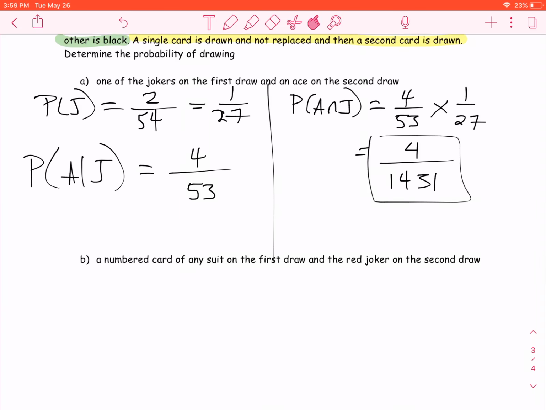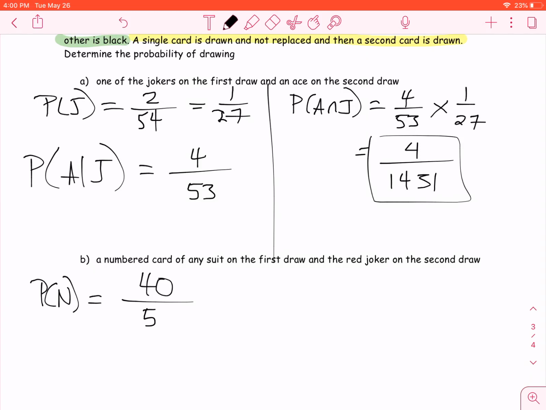All right, now let's look at our last case. So we have a numbered card of any suit on the first draw, and the red joker on the second draw. Okay, so let's consider first event A. So we want the probability that we draw a number. Okay, so we said earlier that there were 12 face cards. Okay, if there are 52 cards, 52 take away 12 leaves us with 40 numbered cards. Okay, and in this case we will consider ace as a numbered card.